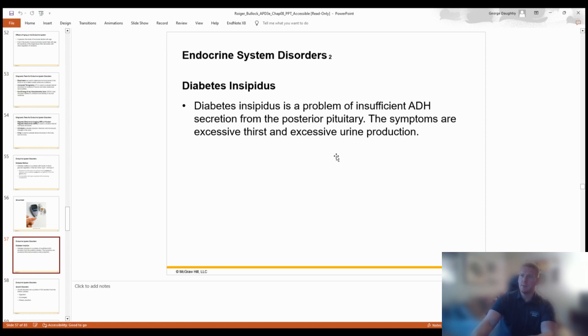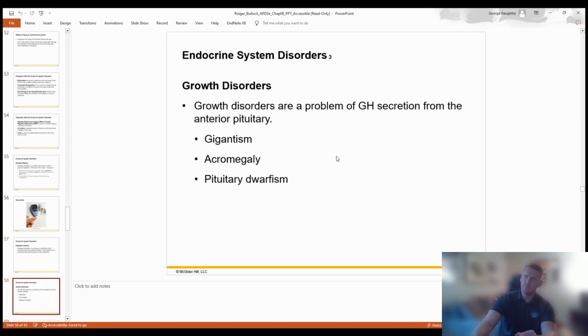All right, diabetes insipidus, okay? Diabetes insipidus is a problem of insufficient ADH secretion from the posterior pituitary gland. This results in the same thing. Just know the symptoms of diabetes insipidus. The causality is a little bit different. If you have insufficient amounts of ADH hormone, then of course that's going to result in a different form of diabetes insipidus, but it manifests the exact same way: excessive thirst and excessive urination.